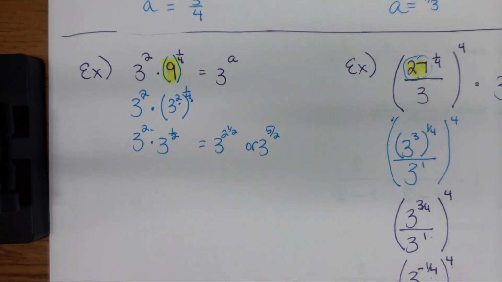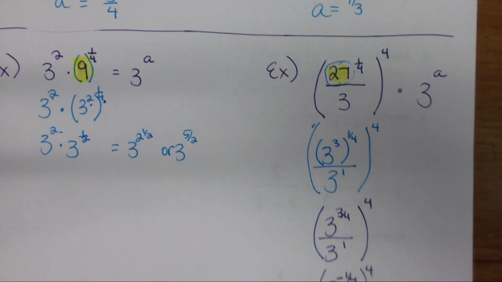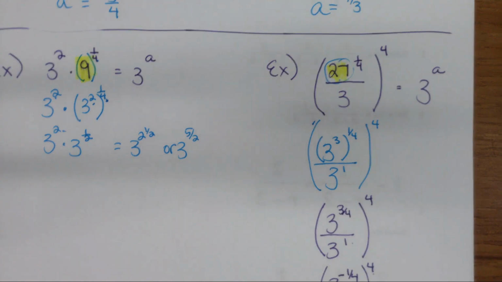All right, so to rewrite that as an exponent of 3, remember, was the original question. My answer was 3 to the negative first. So A would just be equal to negative 1. Okay.